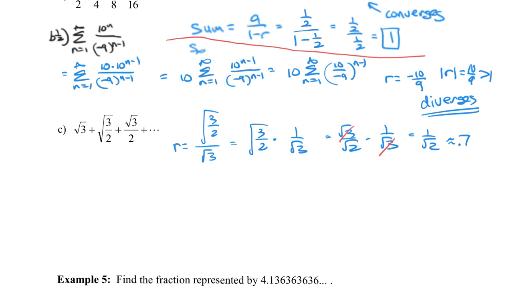So that tells us that this converges, because we know it converges if this is true, right? And that's what we've got. So we know this converges. So it converges to a over 1 minus r. A is the first term in the series, which is the square root of 3. So it converges to, let's see, this is equal to the square root of 3 over 1 minus r, which is 1 over the square root of 2.